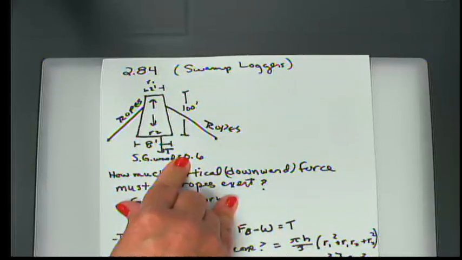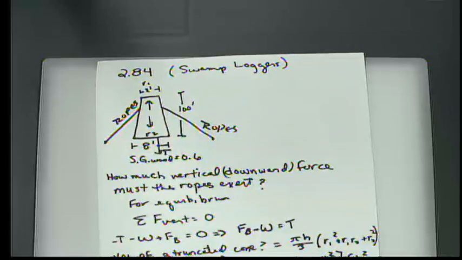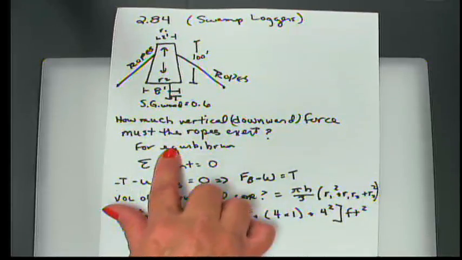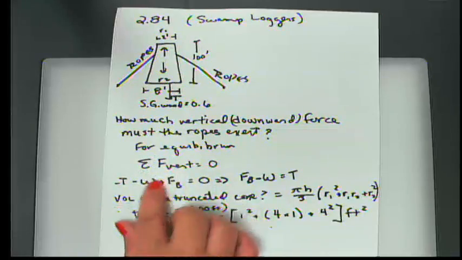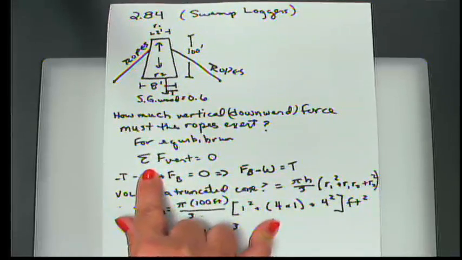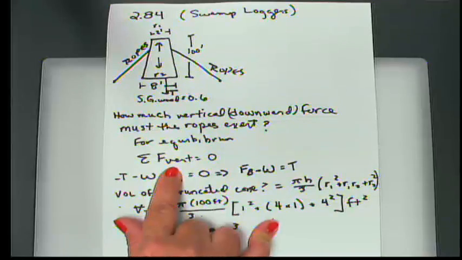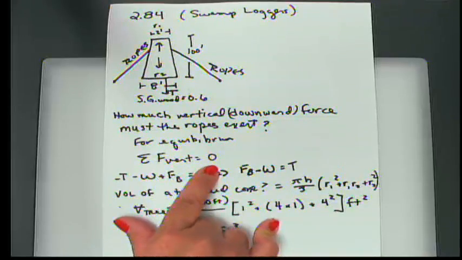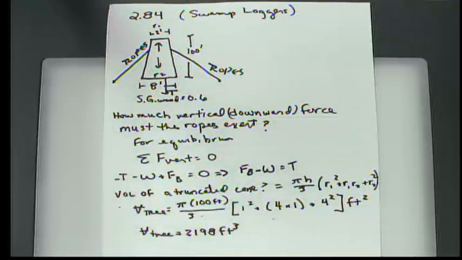The specific gravity of the wood is approximately 0.6. So what we have then is how much vertical or downward force must the ropes exert. The basic principle goes back to statics. The summation of the vertical forces has to equal 0, because if they're not equal to 0, there will be an acceleration. And if the buoyant force exceeds the vertical piece of the tension and the weight, then the acceleration will be upward.